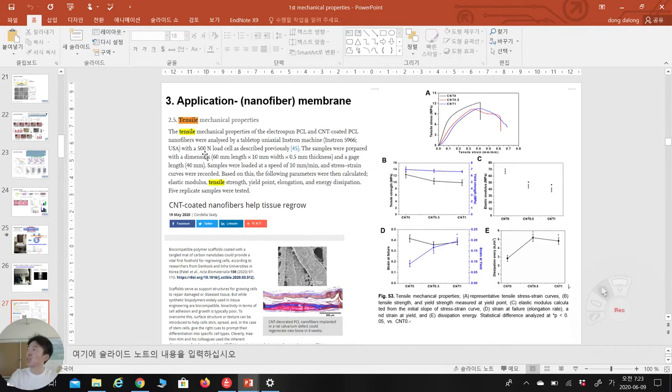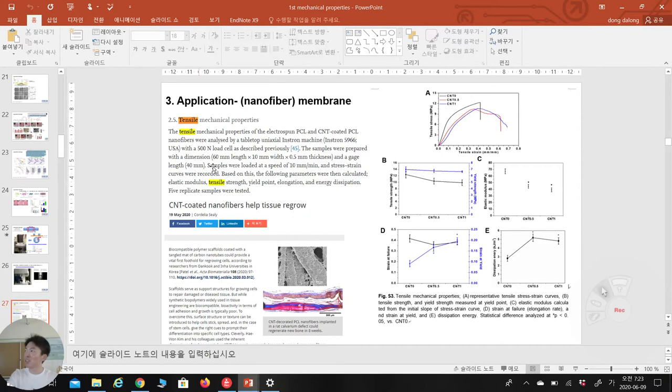Okay, you always have to mention the load cell maximum value. And this time, Kapil used 500 Newton, as described. And then the sample size is 60 length, 10 width, 0.5 thickness. And then the gauge length is 40 millimeter. Always we have to make the sample a little bigger, like 60.